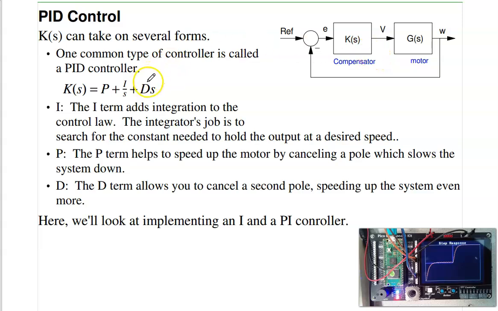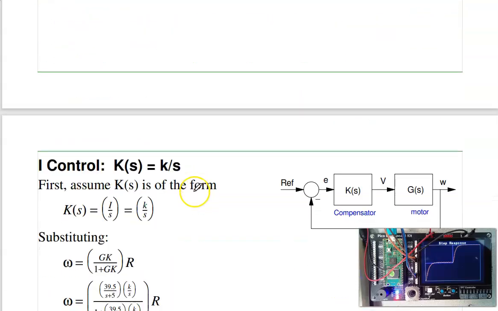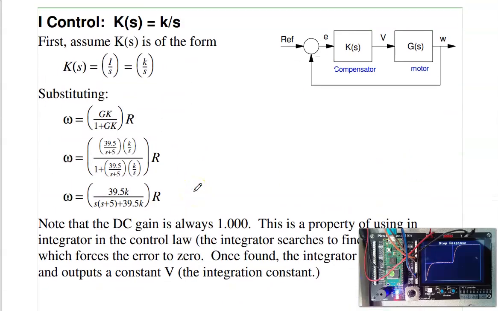And what happens is I'm integrating the error. That's the difference in the two. If the speed is too low, the error is positive. Integrate a positive number, the voltage goes up. If I'm too fast, the error is negative, it comes down. And eventually I wind up with some voltage that maintains the speed. That's the integrator's job. Do a search to find the constant voltage to maintain the speed. The P term speeds it up a little bit. The D term speeds it up even more. So here we can just look at an I and a PI compensator.